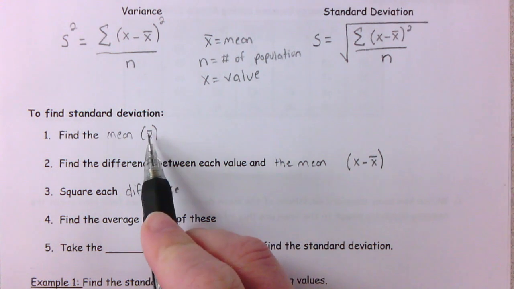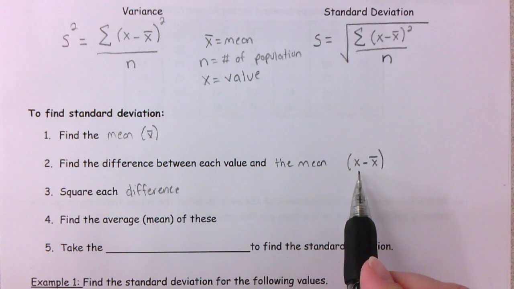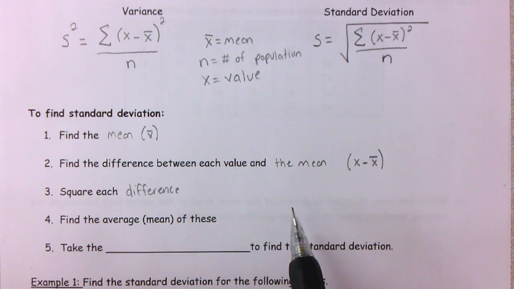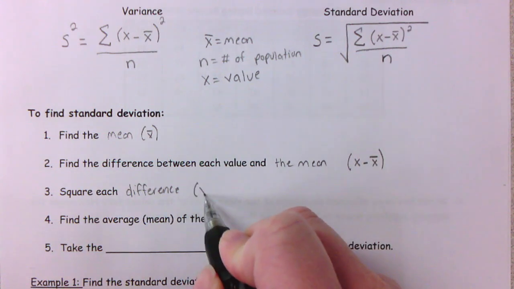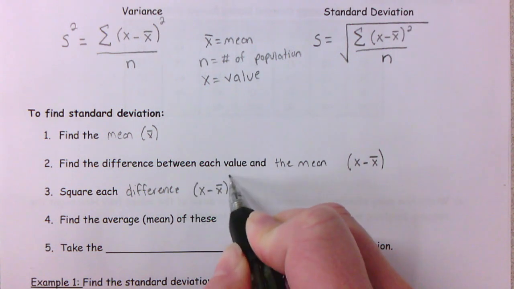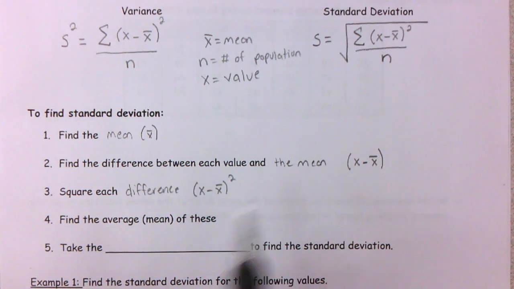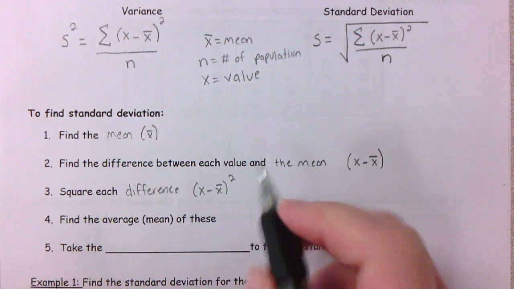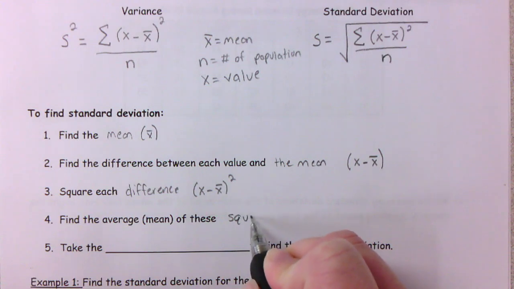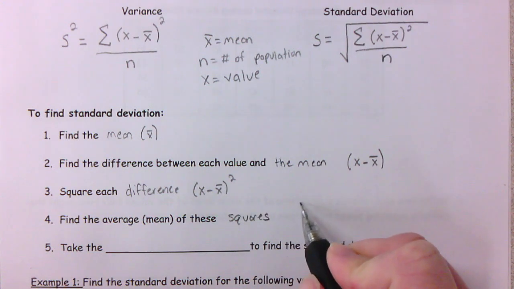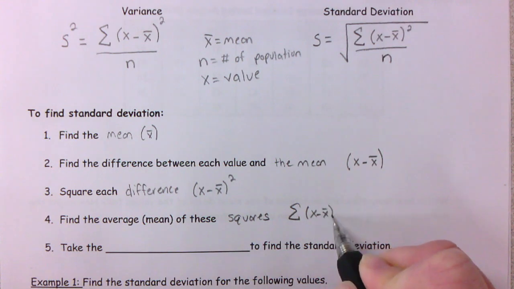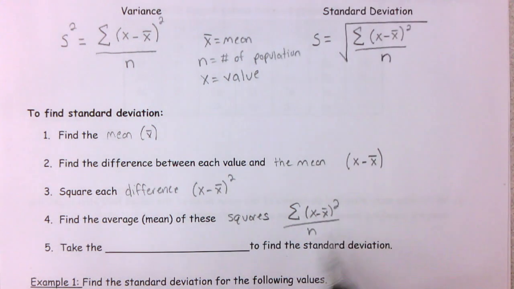So I find the mean. I'm going to take each of the numbers and subtract the mean. And then I will square all of those. So x minus x bar squared. And then I want to find the average of those. Okay, so find the average of the squares, which is the rest of this. We add them all up, which is the sum. So x minus x bar squared, and divide by the total. So that's just a fancy way of actually writing the mean.